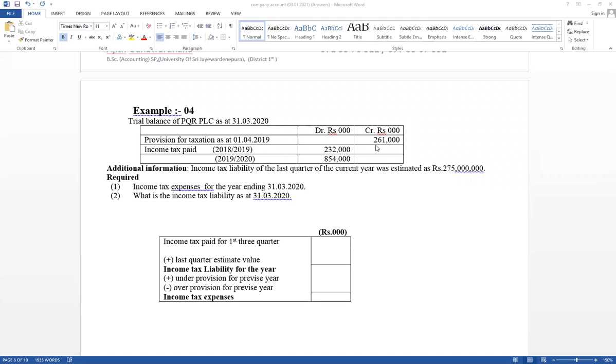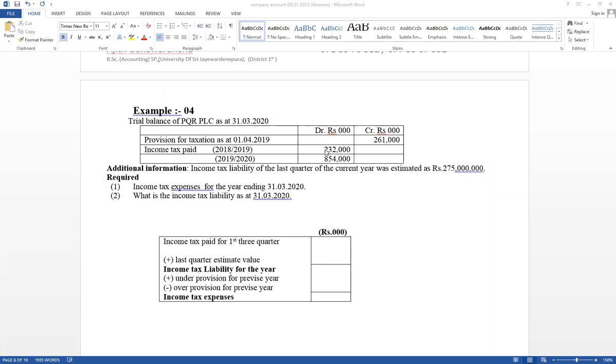Right, the trial balance has been given. Provision for income tax is available. This is the previous year's last quarter estimate, considered as the income tax value. The amount actually paid for that is on the debit side for the 18-19 period.